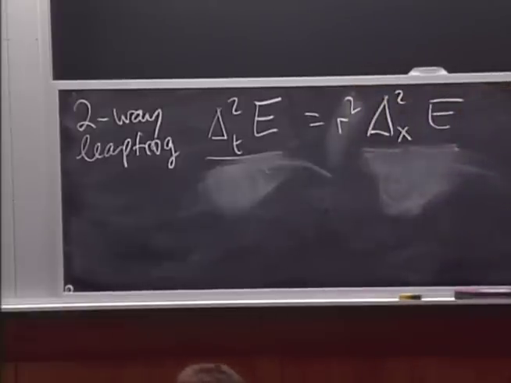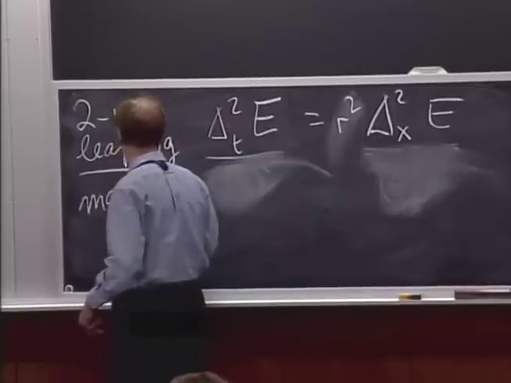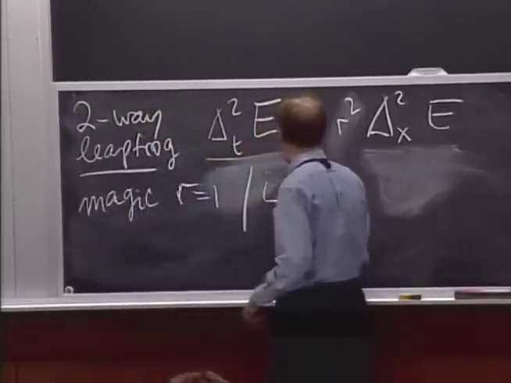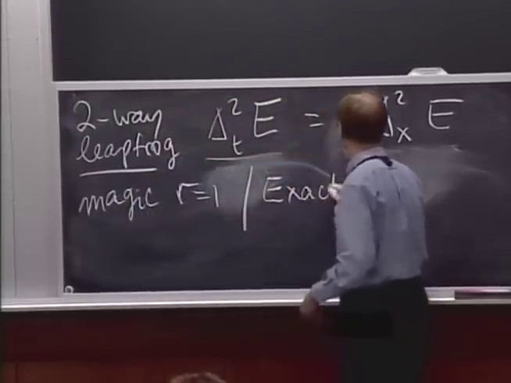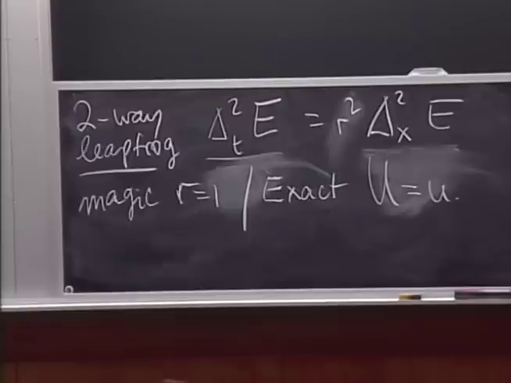And maybe it's worth realizing that, again, the magic ratio r equal 1 gives the exact u agreeing exactly with u. This equation, if r is 1, would be satisfied exactly by the continuous solution, and so it's the same as this one. Okay.